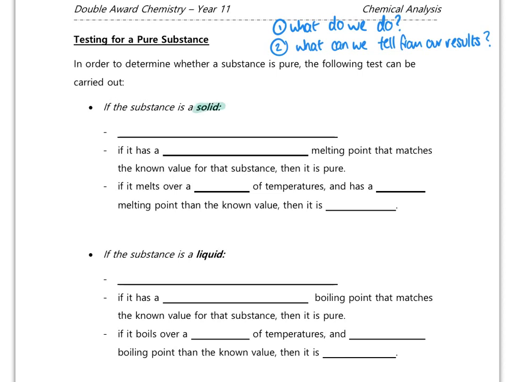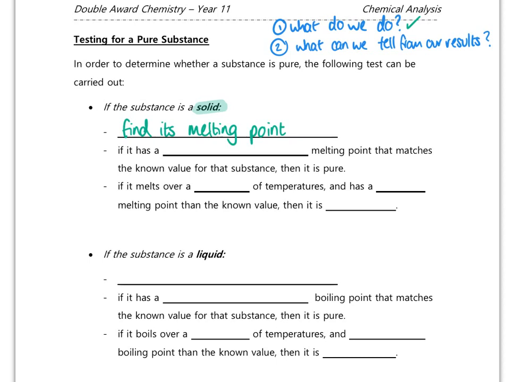So if it's a solid, what are we going to do? Well, if it's a solid, we're going to determine its melting point. There's no point determining its boiling point, because in order to determine its boiling point, we need to convert it into a liquid first and then change it into a gas. So if it's a solid, we need to find its melting point. So that's the first thing. That is the what do we do? And then what can we tell from our results?